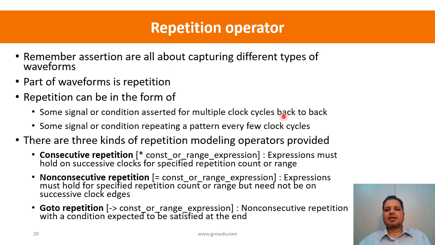So that's a signal that is asserted for multiple clock cycles, so it is a repeated pattern for us. Now when we have such a repetition in the waveform, the sequence, this repetition operator can be used to capture that repetition. There are three kinds of repetition operators provided. The first one is called the consecutive repetition operator, and it uses a star followed by either a constant or a range expression. So that's how we represent the consecutive repetition.